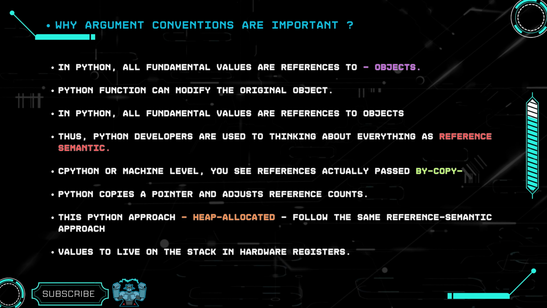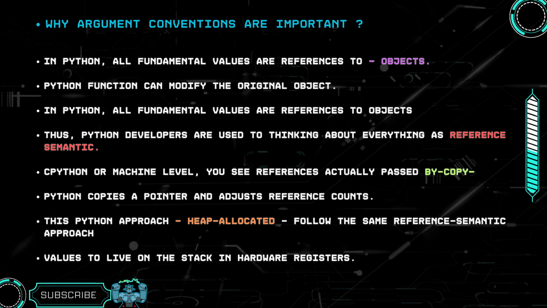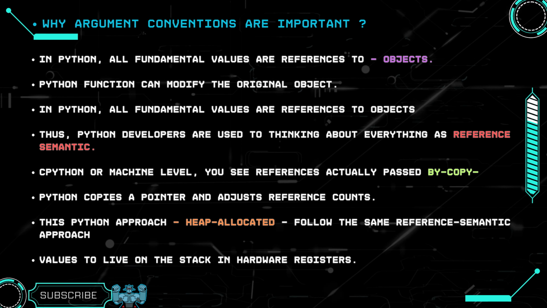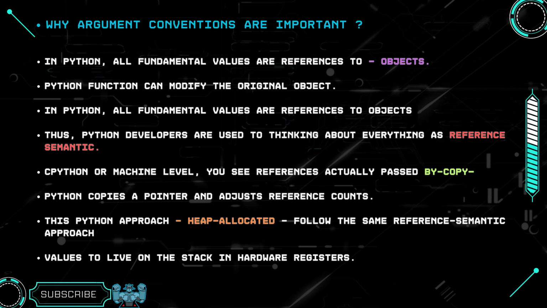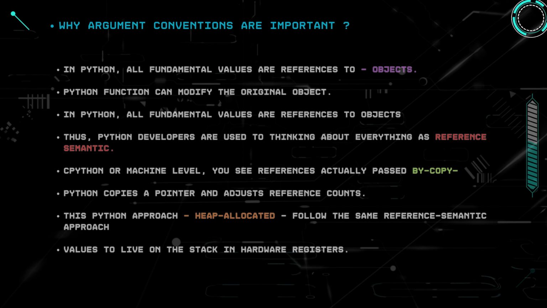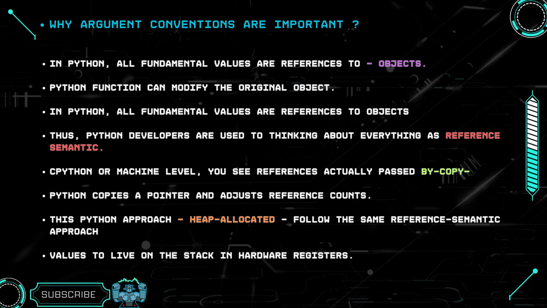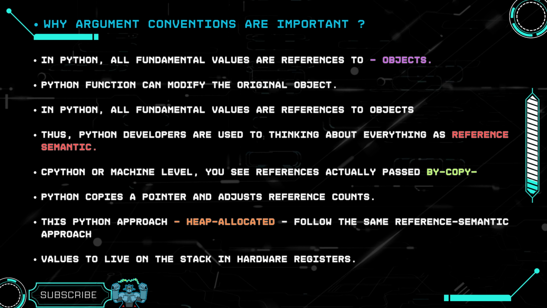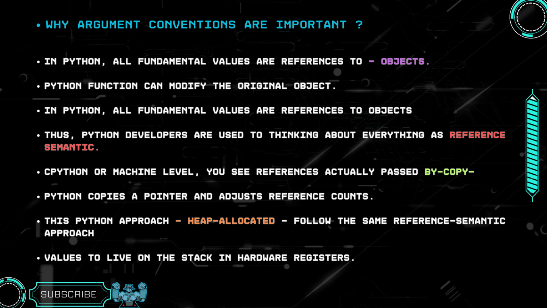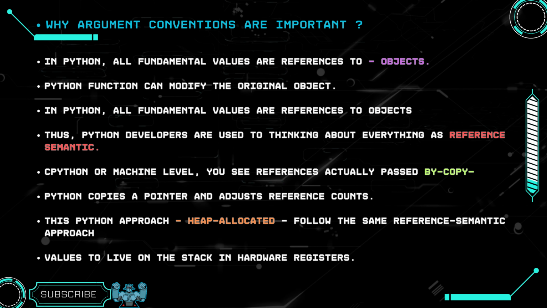Why are arguments important in Mojo? In Python, all fundamental values are references to objects. A Python function can modify the original object. Thus, Python developers are used to thinking about everything as reference semantics.